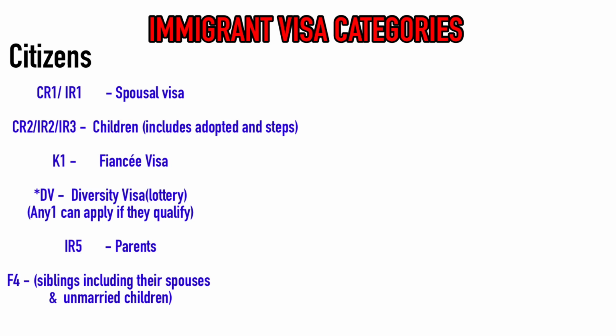We have the K1 visa. K1 is the fiancé. If you want to file for your fiancé, that's the visa that you go for, the K1. Then we have the DV, which is the diversity lottery visa. Yearly there's a form that comes out. I'm sure a lot of people have heard about the DV, the lottery. So that's the type of visa.